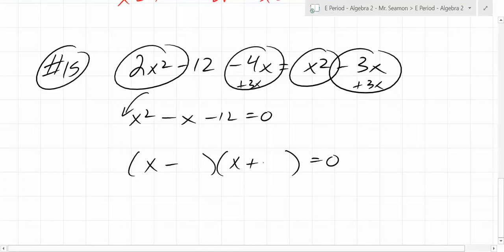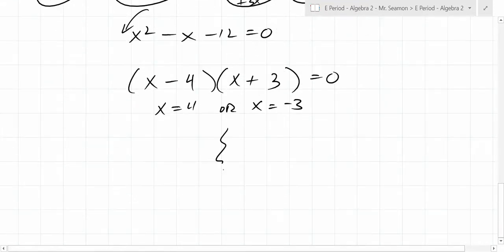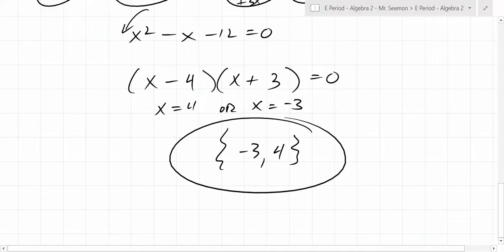Minus an x plus something. Nope. It adds together to get -1, but multiplies together to get -12. X minus 4 and x plus? Yeah, so x is equal to 4, or x is equal to -3. So what's the answer? -3, comma 4. Make sure you put it in the set notation.